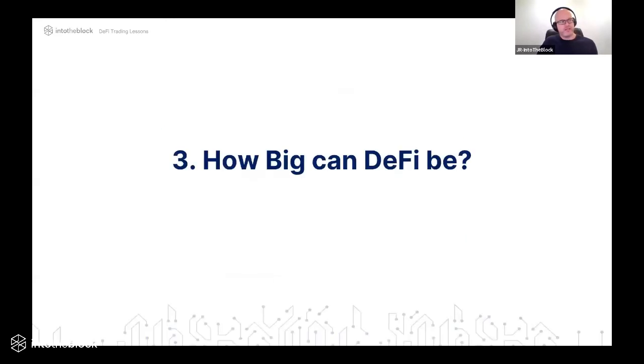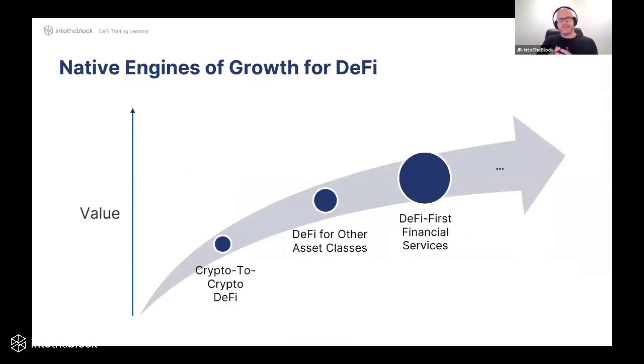Now, how big can it get? Right now, if you look at DeFi, it's really a crypto-to-crypto thing. I like to call it a pillow fight, right? We're just moving crypto from one place to the other. That's going to change, right? We're going to have DeFi-CeFi bridges, DeFi-traditional finance bridges. And where this is going to become very big is when you start creating rails of DeFi for other asset classes. Think about DeFi for equities or commodities or real estate or all sorts of other things.